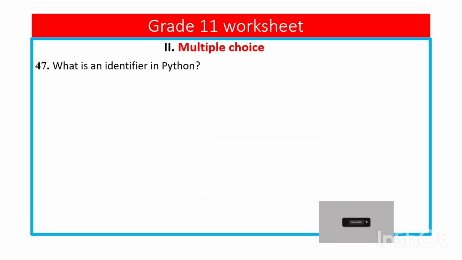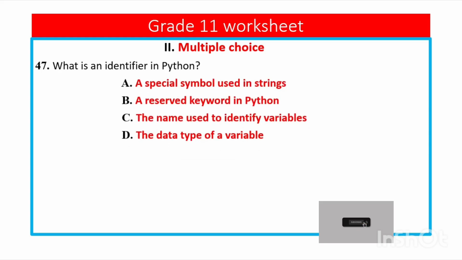47. What is an identifier in Python? A. Special symbols used in a string. B. Reserved words in Python. C. The name used to identify a variable. D. The data type of a variable.